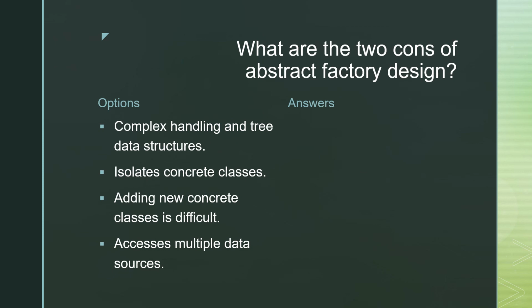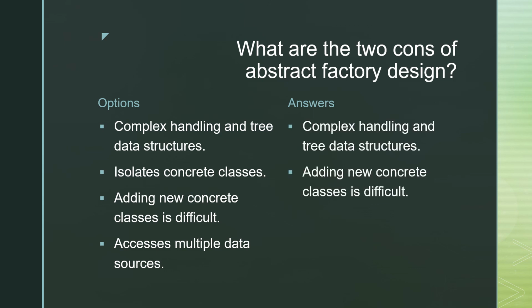Question number 3. What are the two cons of abstract factory design? The options are: complex handling and tree data structures, isolates concrete classes, adding new concrete classes is difficult, and accesses multiple data sources. The correct answers are: the cons are complex handling and tree data structures, and adding new concrete classes is difficult.